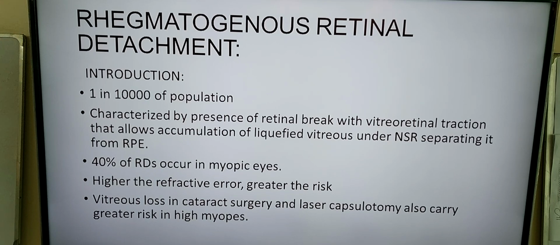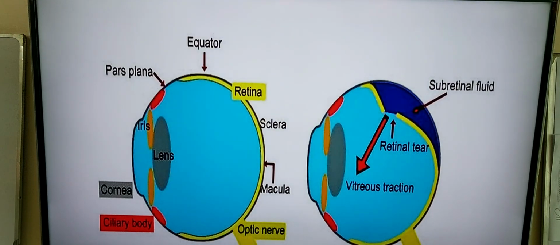Rhegmatogenous retinal detachment occurs in 1 in 10,000 of the population, so it's quite common. It is characterized by a presence of retinal break with vitreoretinal traction that allows accumulation of liquefied vitreous under the neurosensory retina, separating it from the retinal pigment epithelium. This picture shows there is a retinal tear, and once there is a tear, the fluid gains access to the subretinal space and causes separation between the two layers of the retina, between the neurosensory retina and the retinal pigment epithelium.